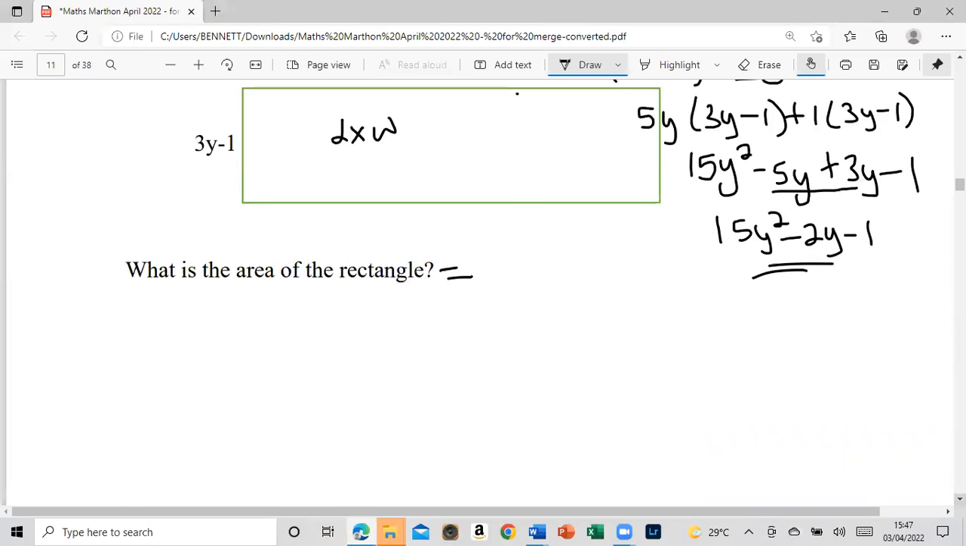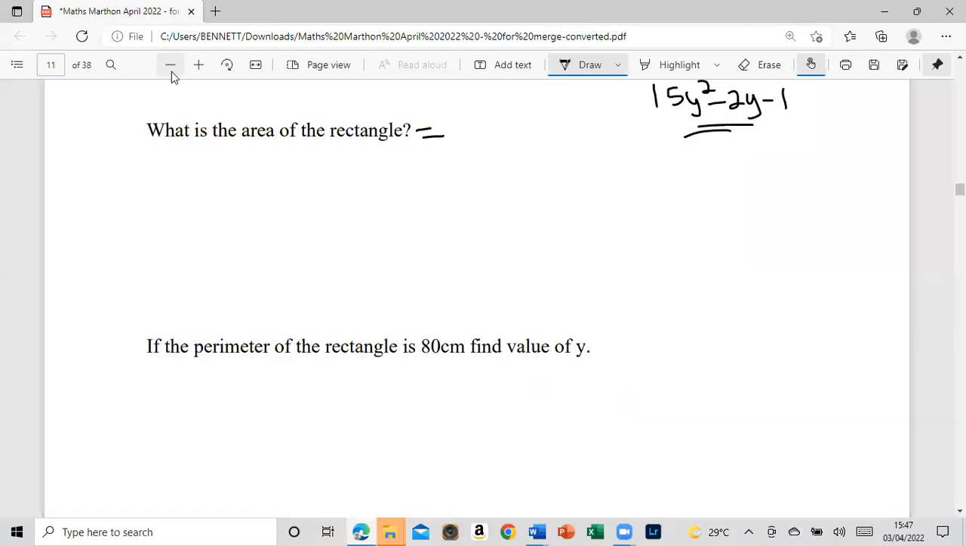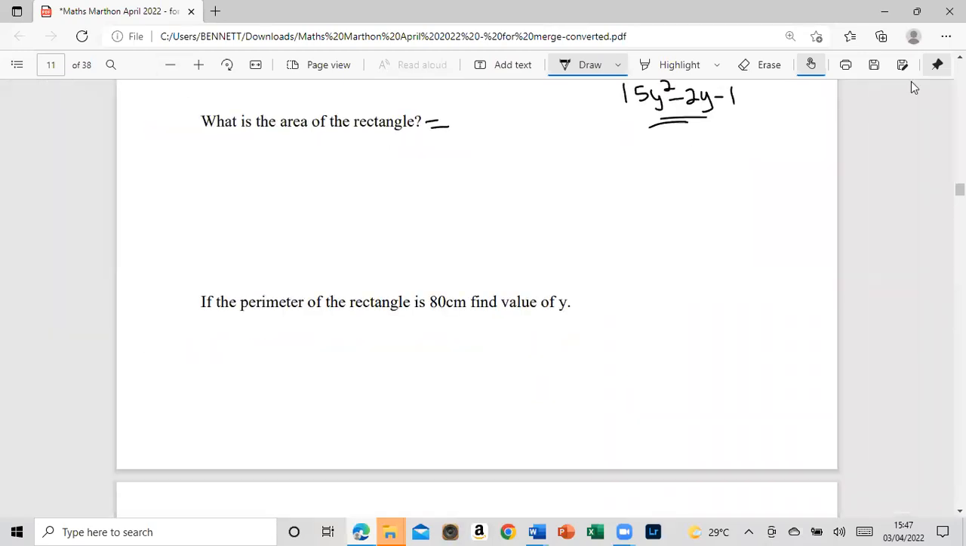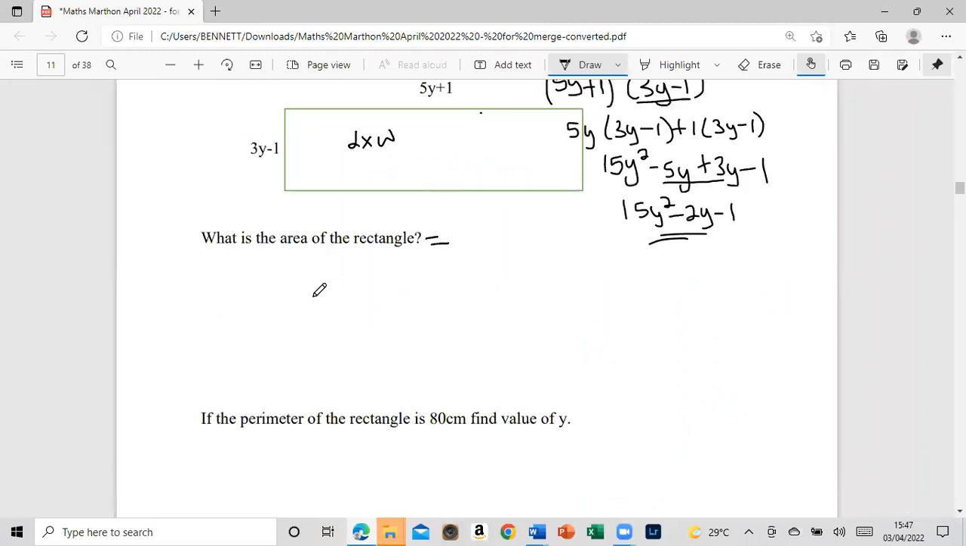Alright, look at the next question now. It says if the perimeter of the rectangle is 80 centimeters, find the value of y. The perimeter, I'm going to write that on it. The perimeter equals 80. What will be the value of y?